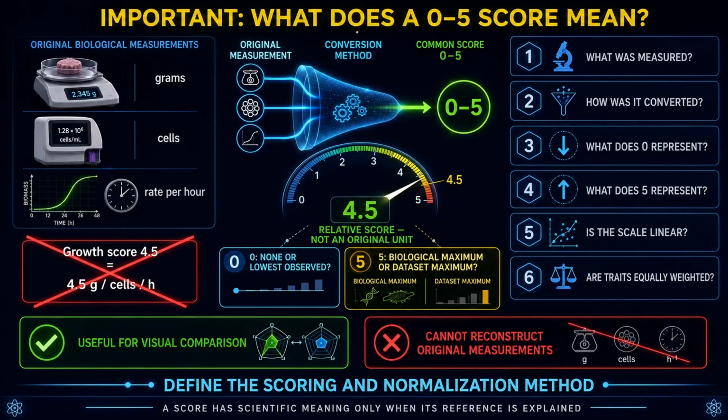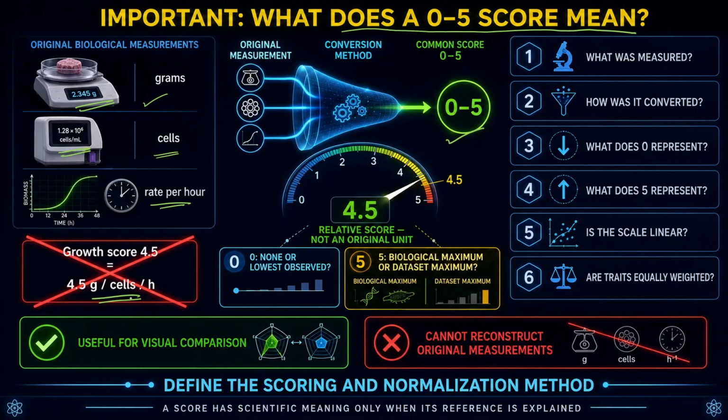Now let us understand in detail what a 0 to 5 score means. Before reading a radar chart, we must understand that a 0 to 5 score is usually not an original biological measurement. In an experiment, we may measure mass as 2.345 grams, cell concentration as 1.28 million cells per milliliter, or growth rate per hour. Because these measurements use different units, a defined conversion or normalization method changes them into one common scale from 0 to 5. For example, a growth score of 4.5 is only a relative score. It does not mean 4.5 grams, 4.5 cells, or 4.5 hours. Its meaning depends entirely on the reference used during conversion.